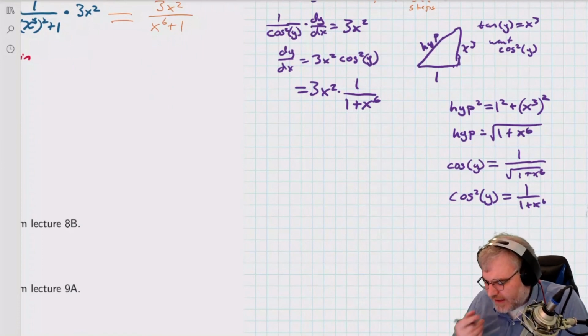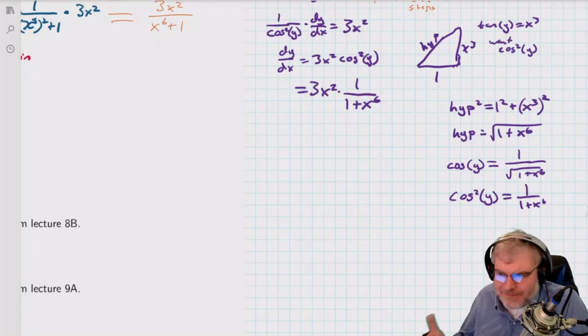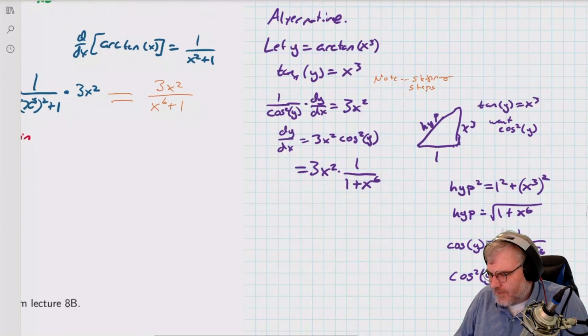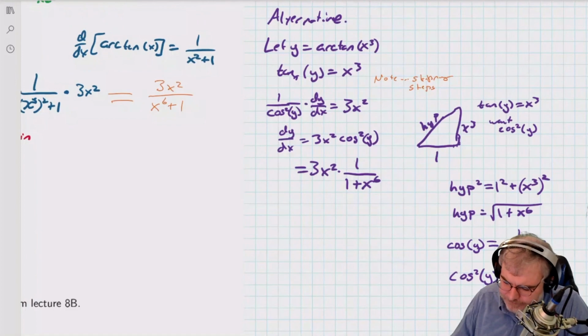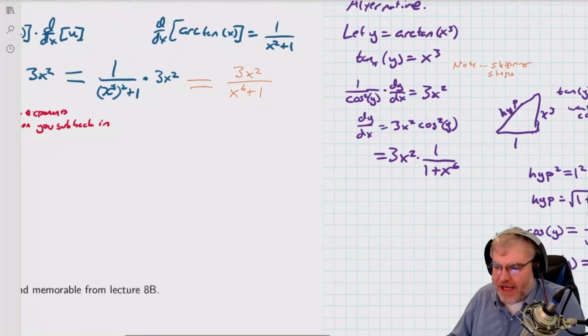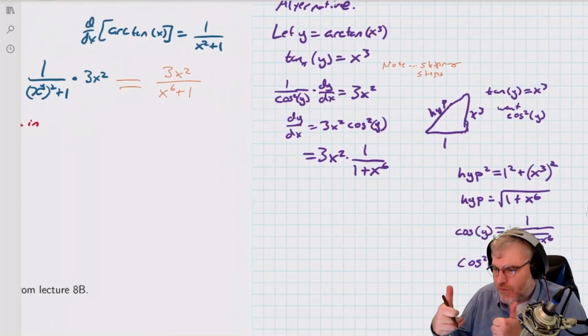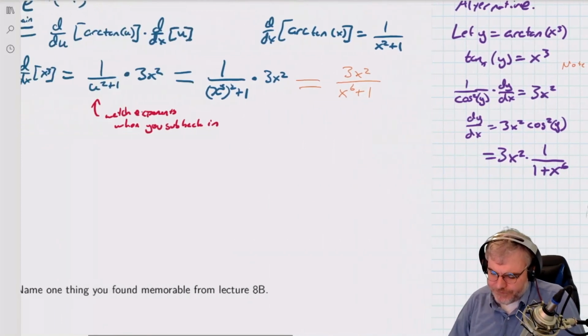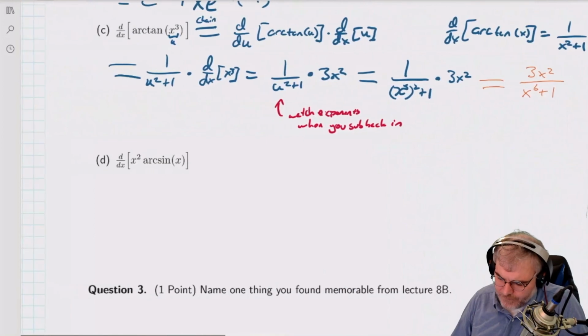So, you can do it that way. You can do it that way if you choose. If that brings you joy, if that's math joy for you, go for it. That is a perfectly legitimate way to do it.